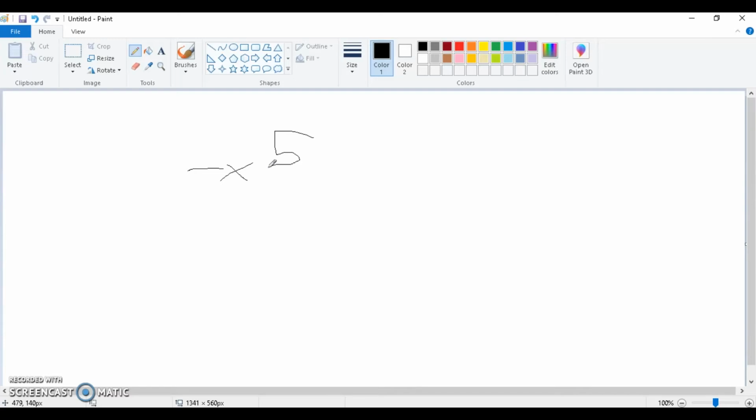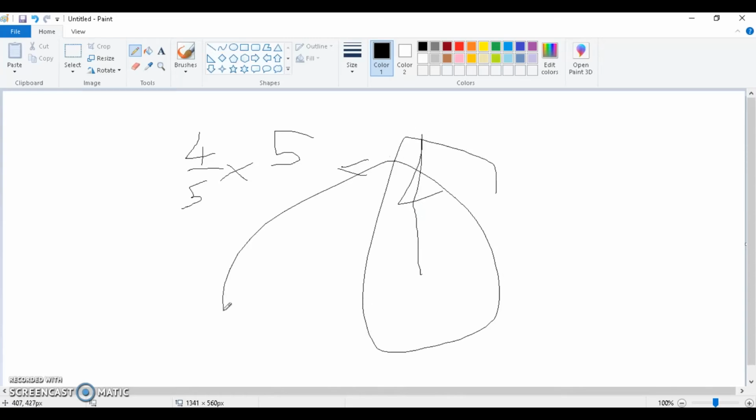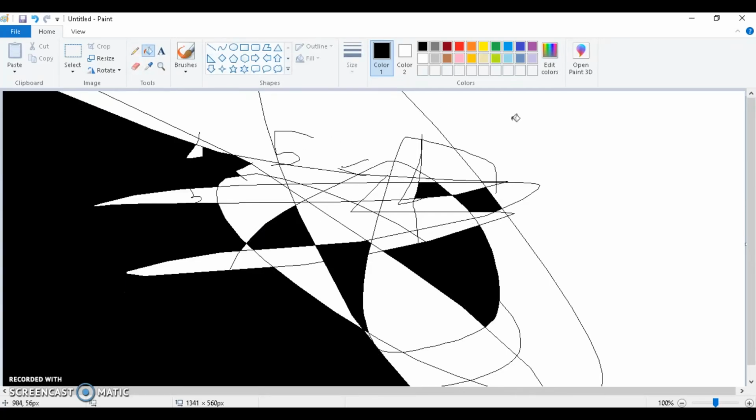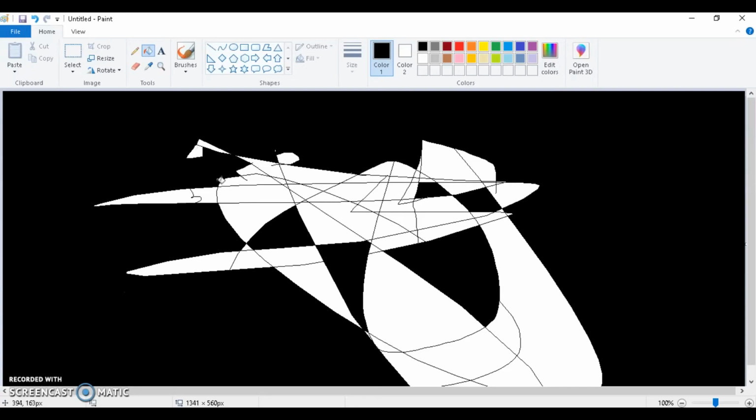Let's see. Five times 4 is 20. 20 divided by 5 is 4. It's 4. I'm gonna end with this black page.